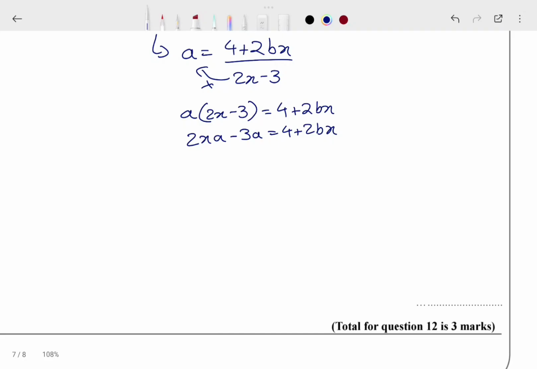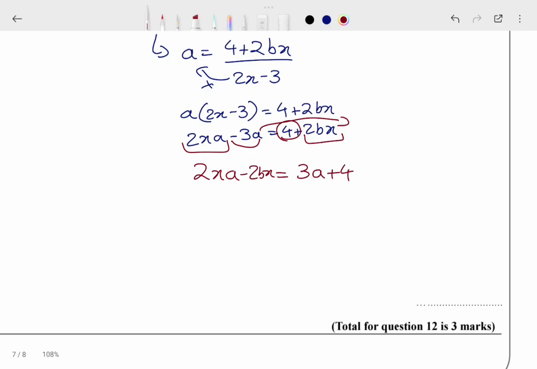So let's bring x together. This will be 2xa, this one. We will shift this other term to the other side because it doesn't contain any x. When it goes to the other side, it will become positive 3a. Then this will remain here because this is not x, so it won't go on the left side. While this one, which is 2bx, we will shift to the left side as minus 2bx. And obviously, how can we forget the plus 4?